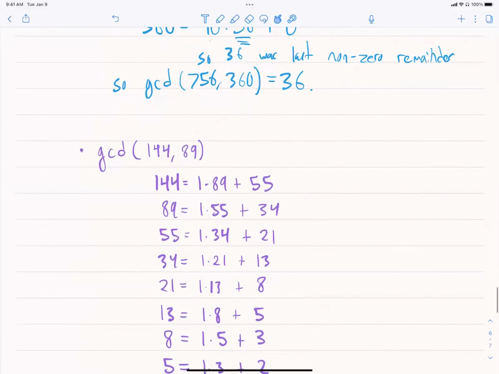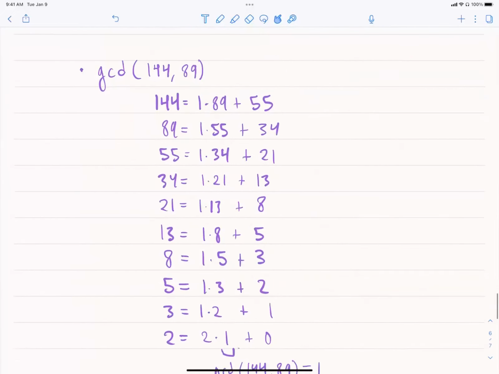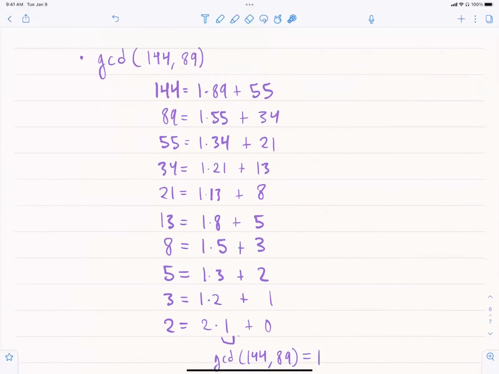Okay, so here's another example I wrote down. This is a worst case example, actually, in terms of efficiency. For computing the GCD of 144 and 89, I'm going to get 1 in the end because that's my last non-zero remainder. And it takes me 1, 2, 3, 4, 5, 6, 7, 8, 9, 10. So it takes me 10 divisions.